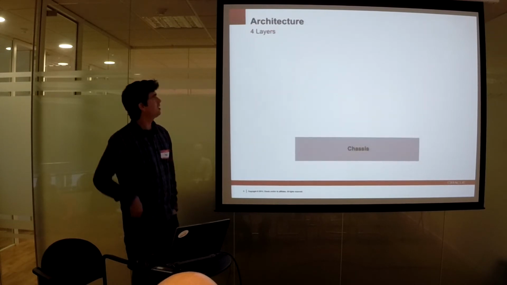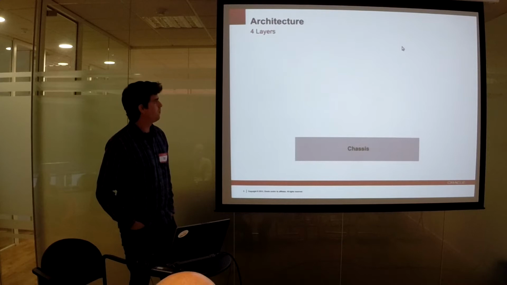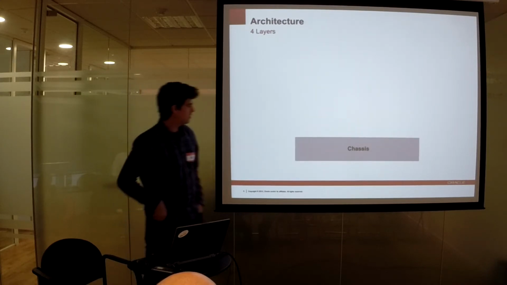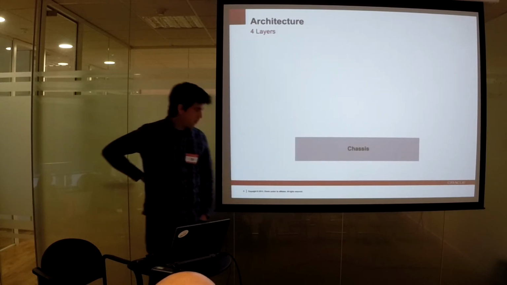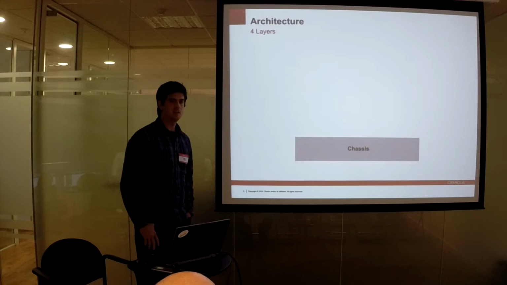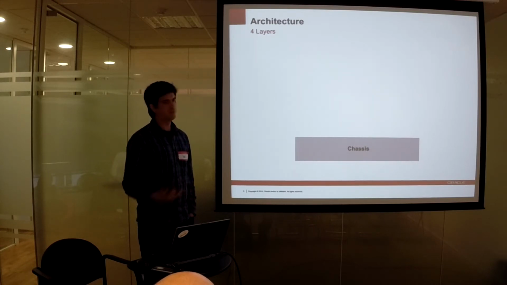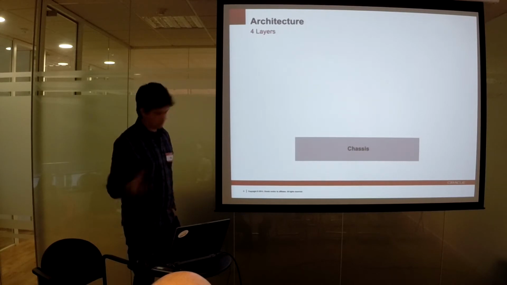On the architecture side of things, proxy has 4 layers. The first one is the lowest level, the chassis. The chassis provides all the main features that an application needs: command line and configuration file parsing, the command line arguments and options. In this case, it also loads the plugins.